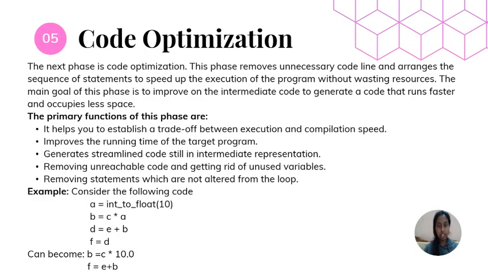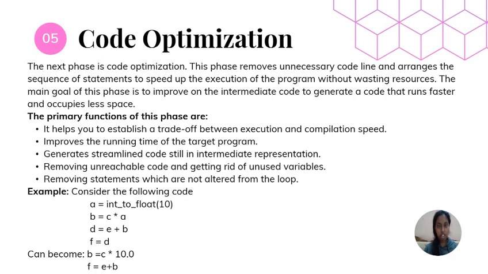The next phase is code optimization. This phase removes unnecessary code lines and arranges the sequence of statements to speed up the execution of the program without wasting resources. The main goal of this phase is to improve on the intermediate code to generate a code that runs faster and occupies less space.